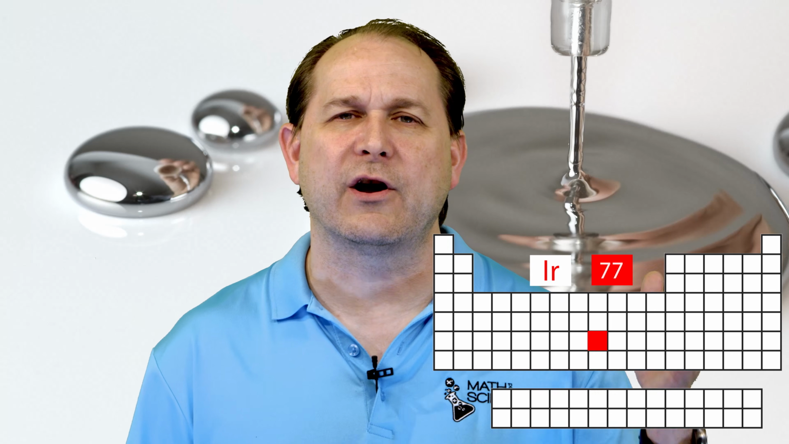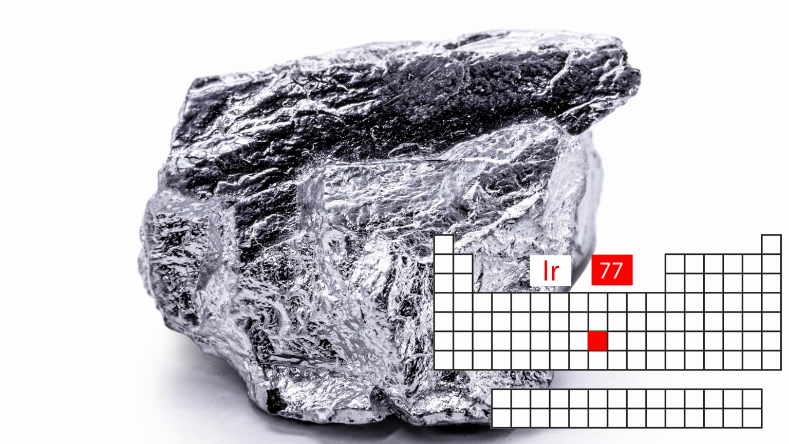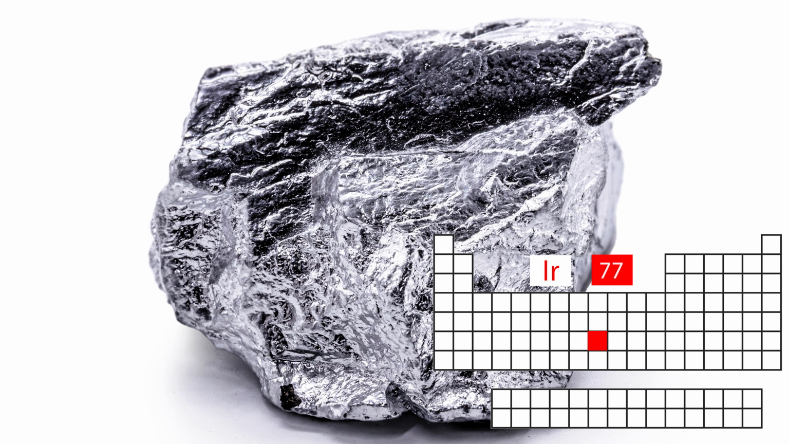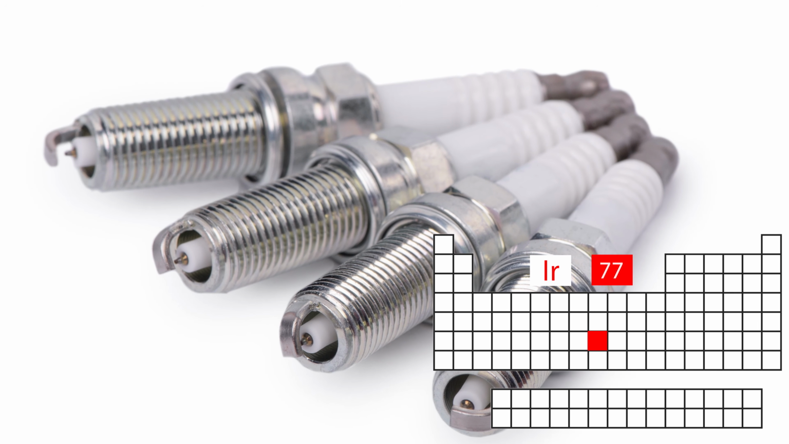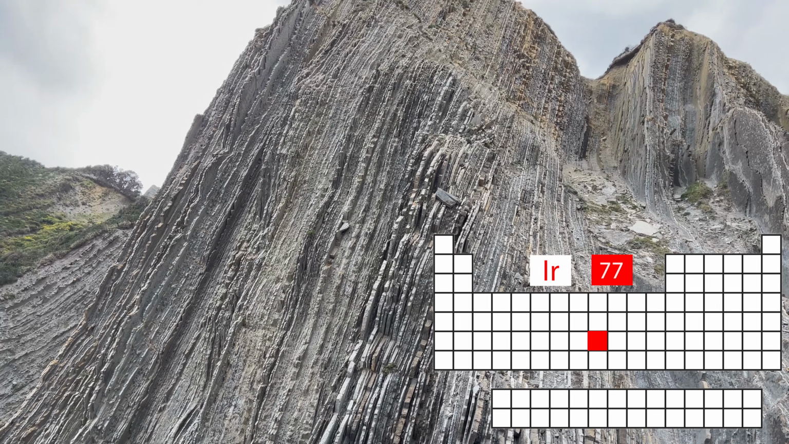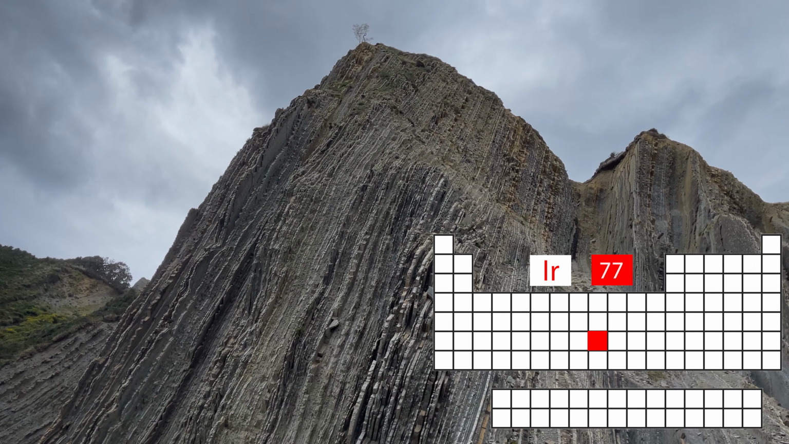Element 77 is called iridium, the most corrosion-resistant element and evidence of dinosaur extinction. Here's really something fascinating. A layer of iridium-rich clay at the KT boundary provides evidence for the asteroid impact that actually wiped out the dinosaurs.